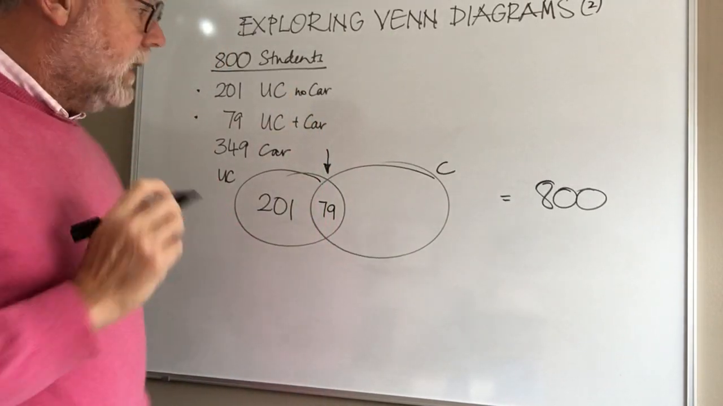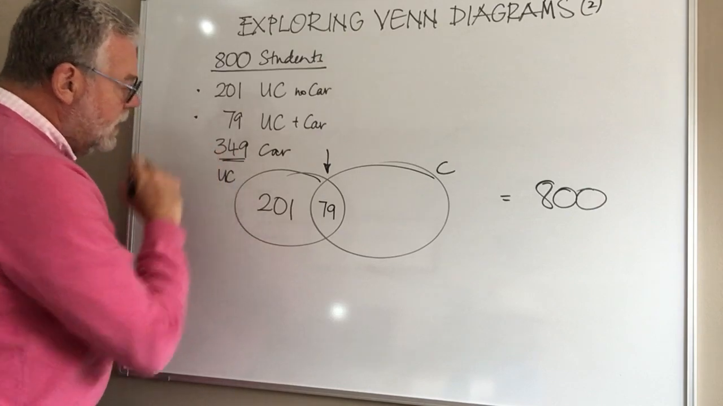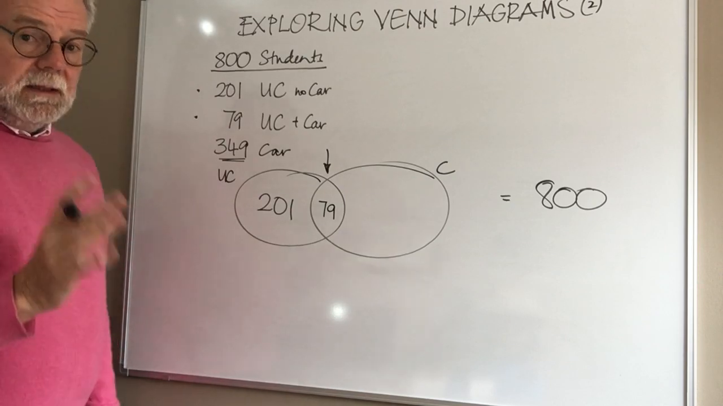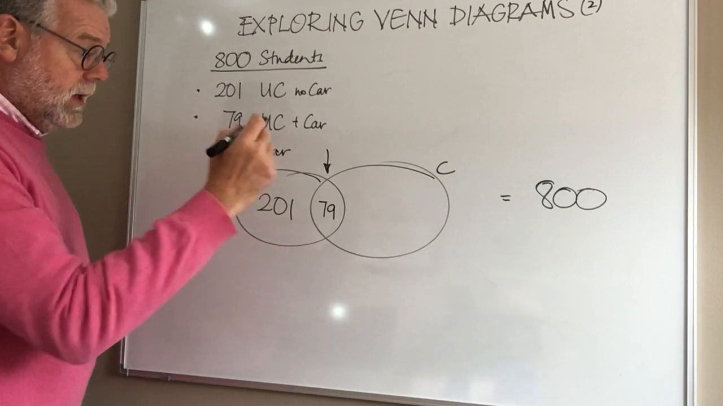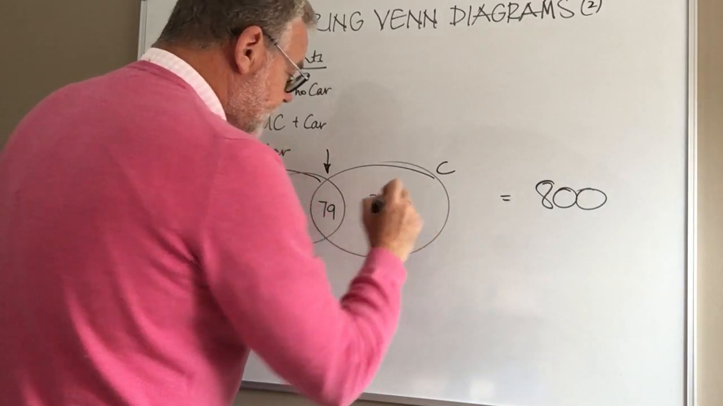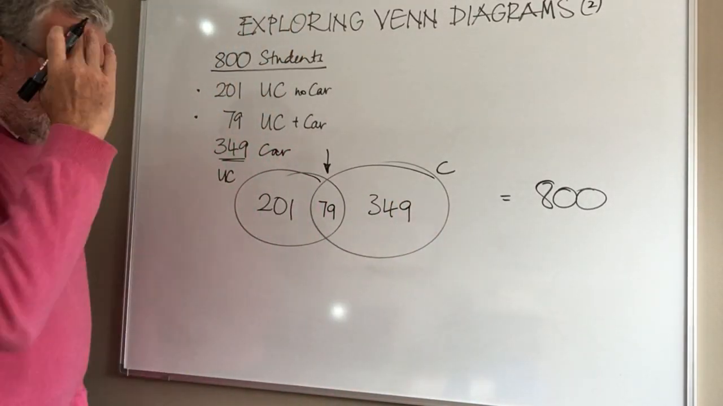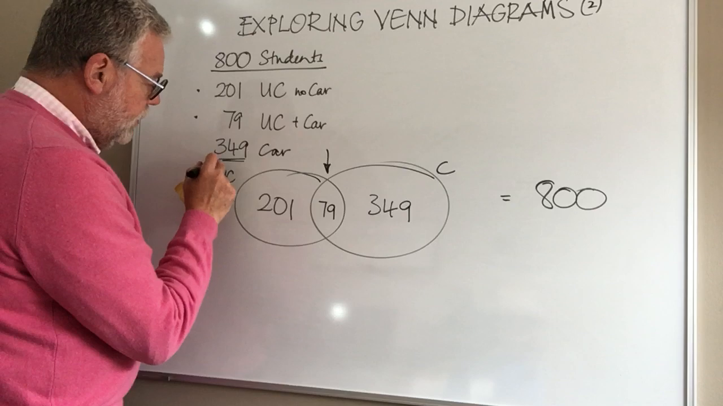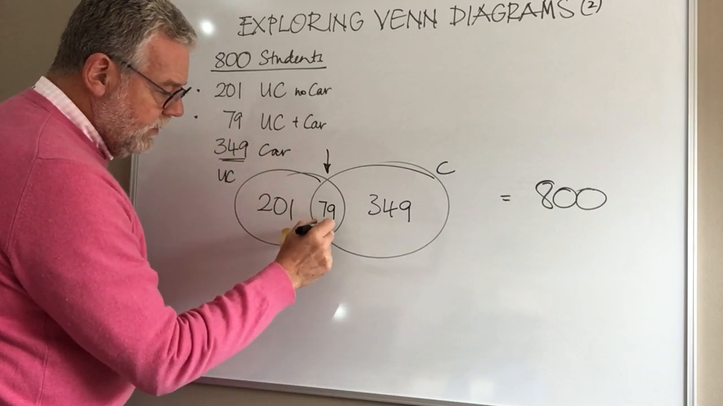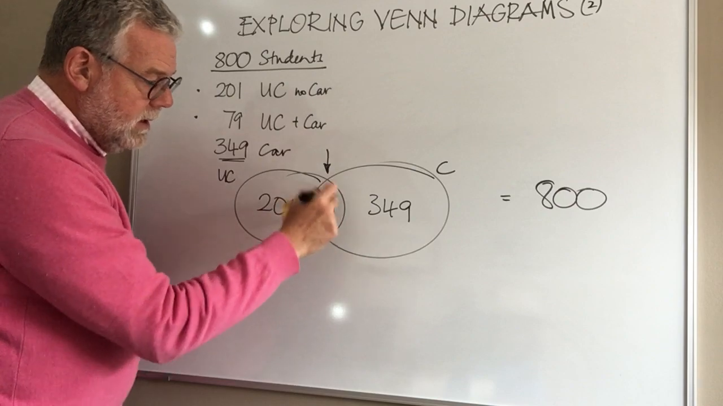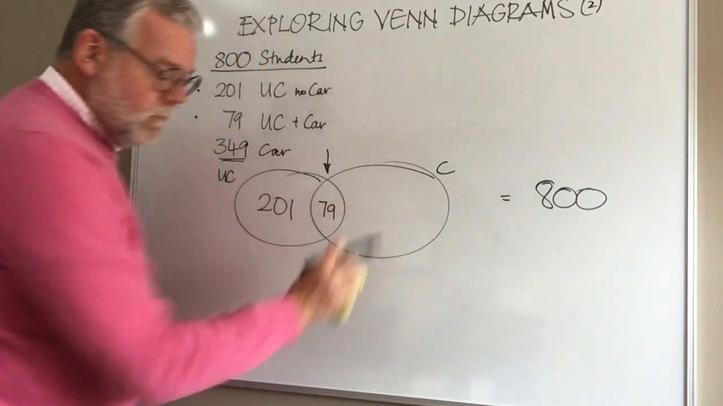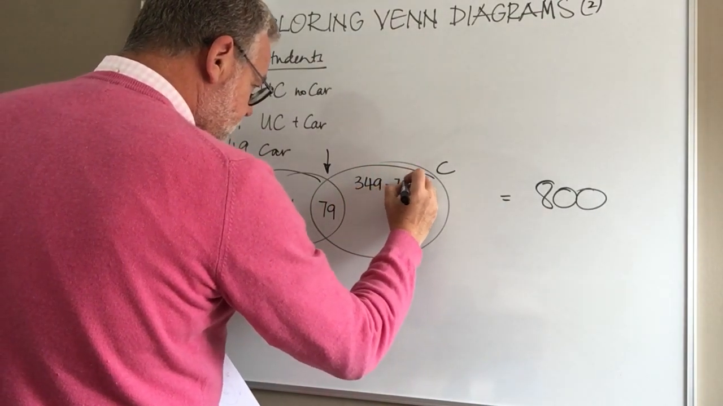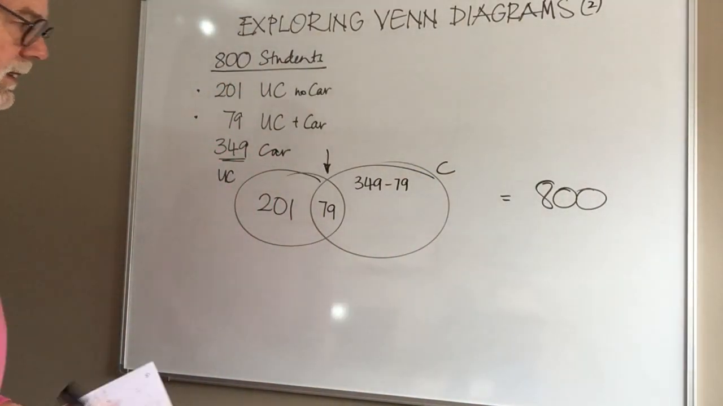Now, this is where I think it gets a bit tricky. So we're told that 349 own a car. And I know my first inclination was, oh, that's okay, we just put 349 in there. And then we've got to ask ourselves, hang on, that can't be right, because we're told 349 own a car, but 79 of them are already included in that region. So what we have to do is actually take 349, but we've got to subtract 79 from it to get our correct answer.